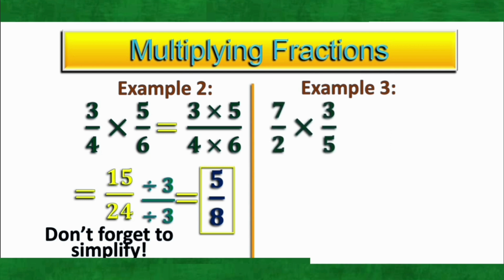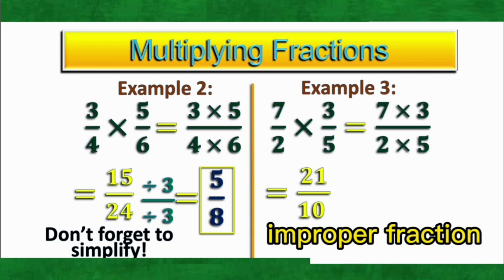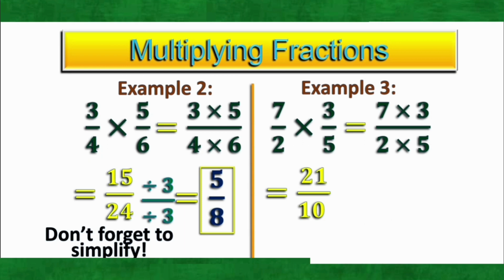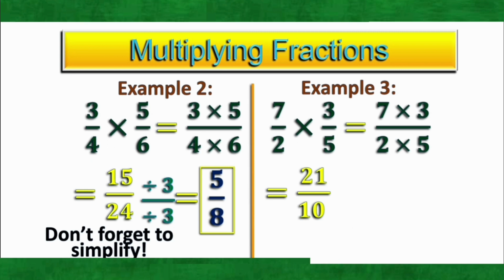Example number 3. 7 over 2 times 3/5 equals 7 times 3 over 2 times 5. 7 times 3 is 21 and 2 times 5 is 10. Now the answer is an improper fraction, so change it into a mixed number. The answer is 2 and 1/10.